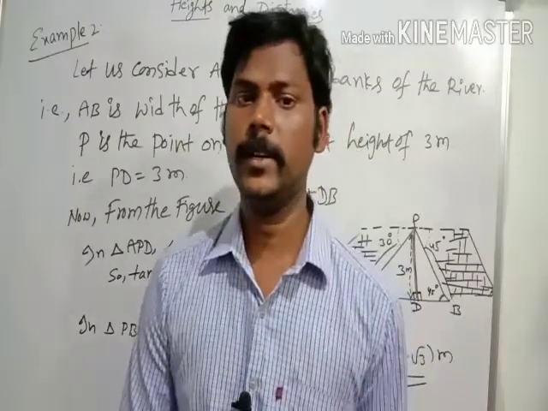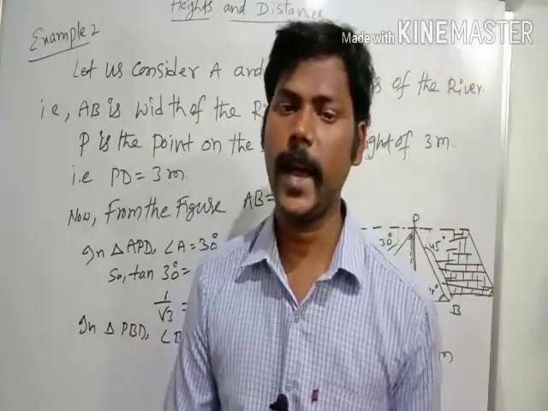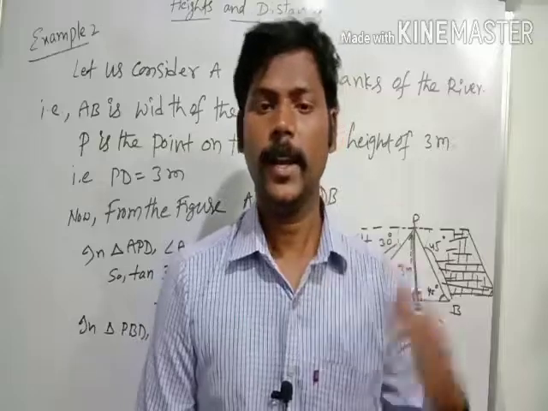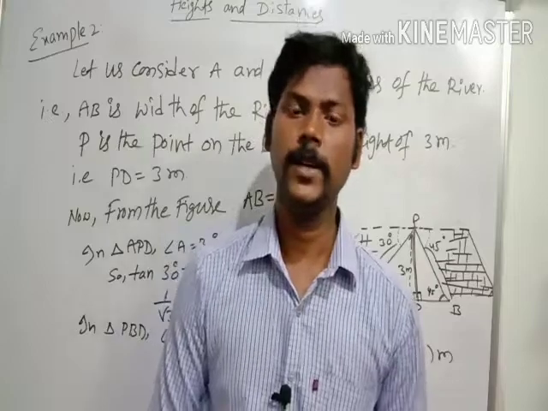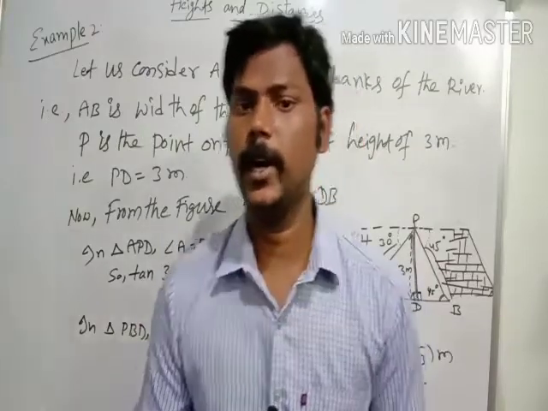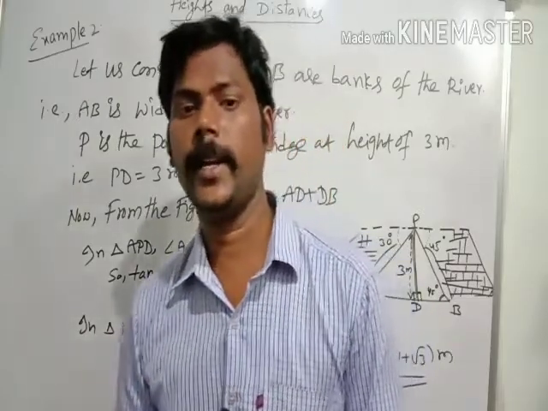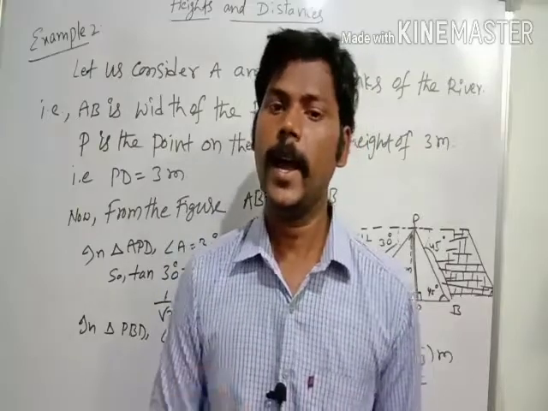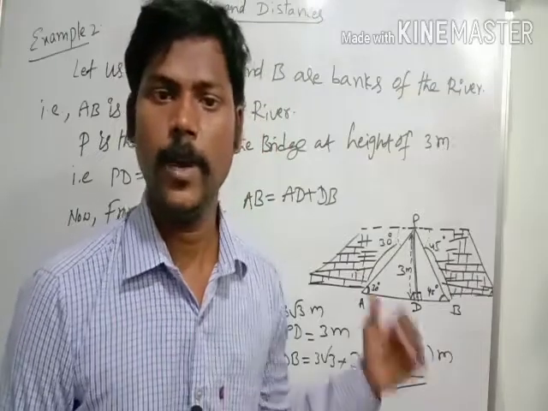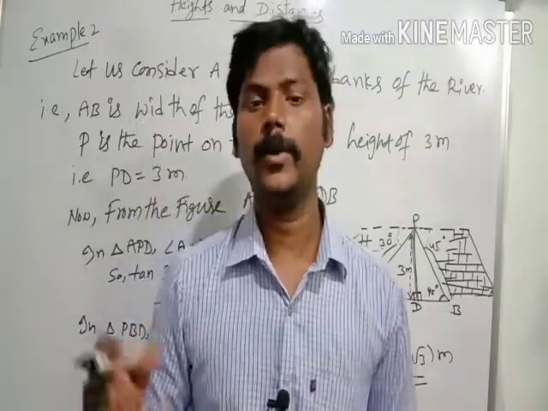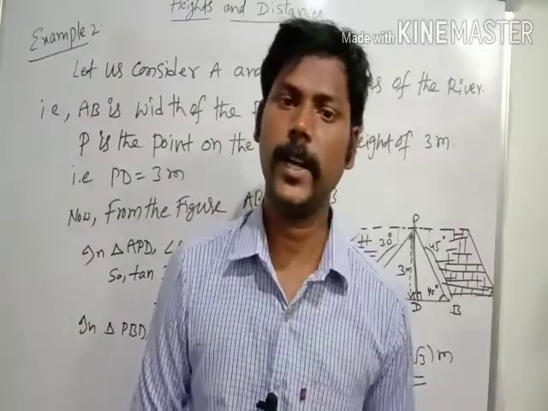If an observer looks at an object which is above the observer, then the angle between the horizontal line and the line of sight is called the angle of elevation. What is angle of depression? If the observer looks down at the object, then the angle between the line of sight and the horizontal line is called the angle of depression. So how to solve problems using angle of elevation, we saw one example. Next, how to solve using angle of depression, we saw another example. Understood today's class, children?